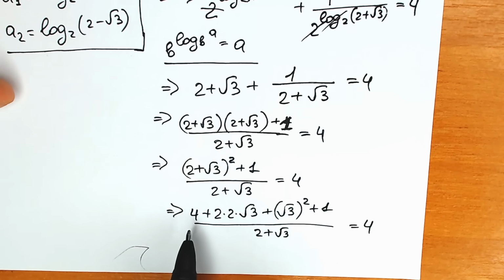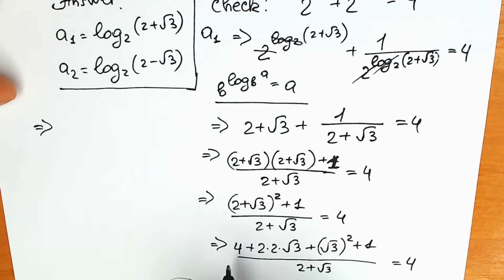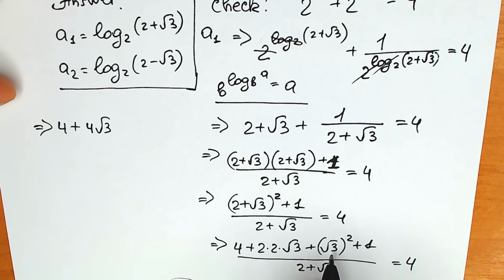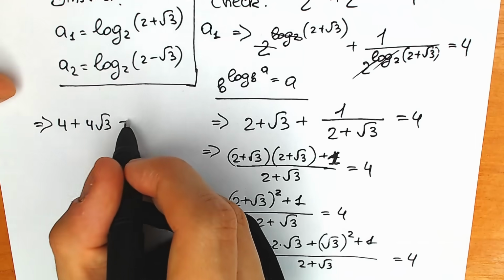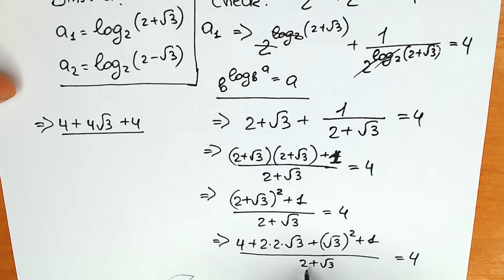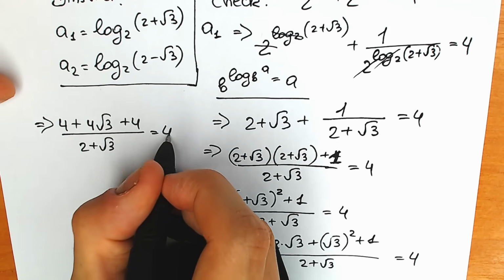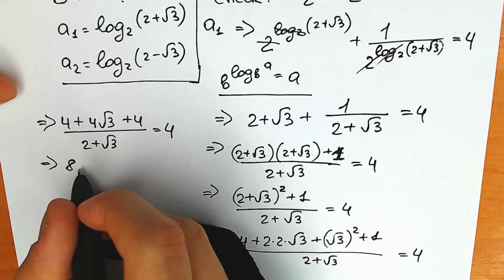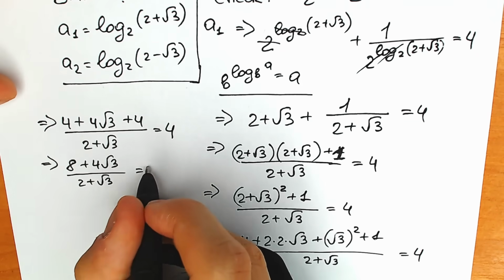Right now let's simplify a little bit our expression. So I just wanted to continue right here because I don't have enough space. Yeah, so as a result we have 4 plus 2 times 2, we have 4 square root of 3, plus square root of 3 to the second power equal to 3. So 3 plus 1 equal to 4. Yeah, so plus 4 all over 2 plus square root of 3, 2 plus square root of 3 equal to 4. Right now 4 plus 4 equal to 8. So we have 8 plus 4 square root of 3 over 2 plus square root of 3 equal to 4.